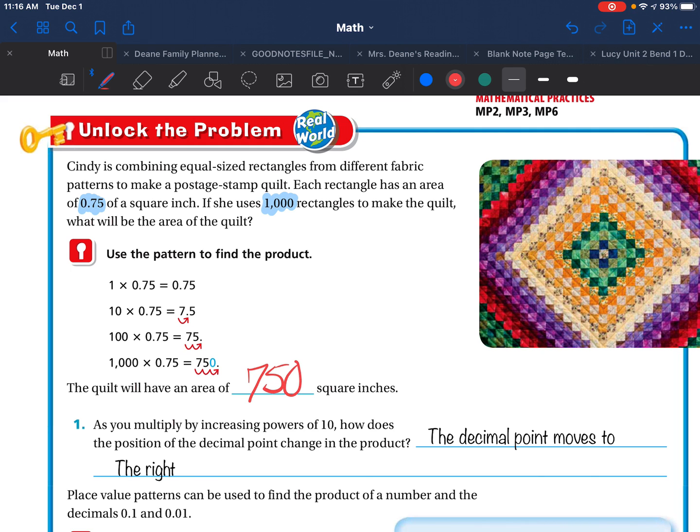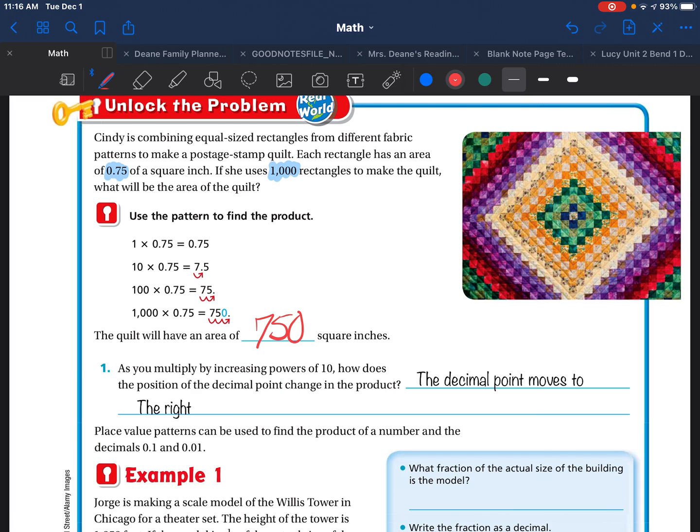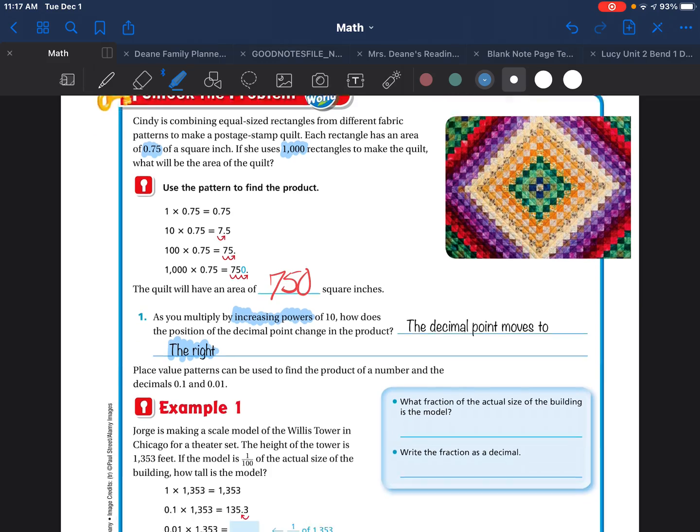750 square inches. Now below that it says, as you multiply by increasing powers of 10, and this is that key part that we need to know, increasing powers, you're going to move your decimal point to the right. So when it's increasing, we go to the right. Now let's look at this next problem, example number 1.